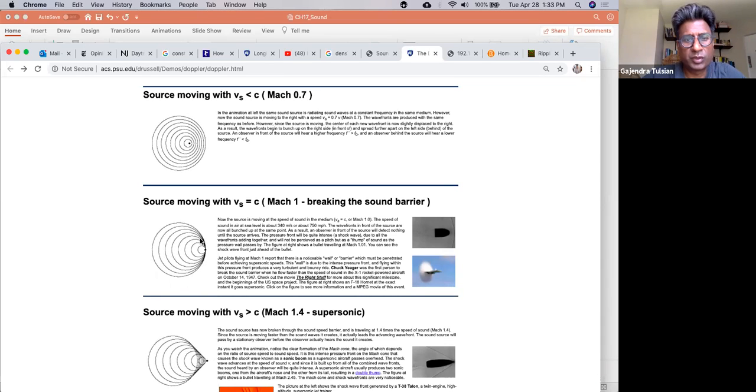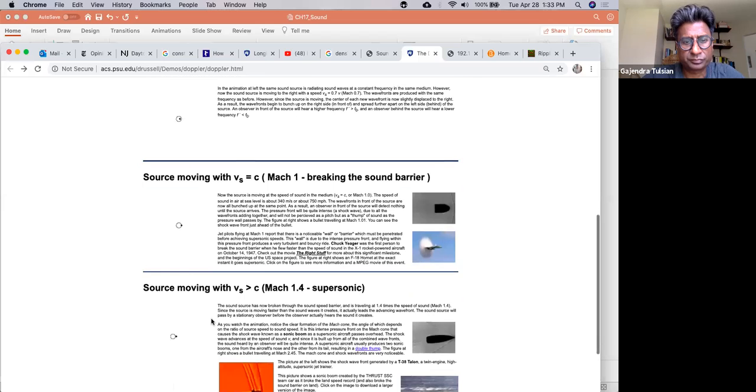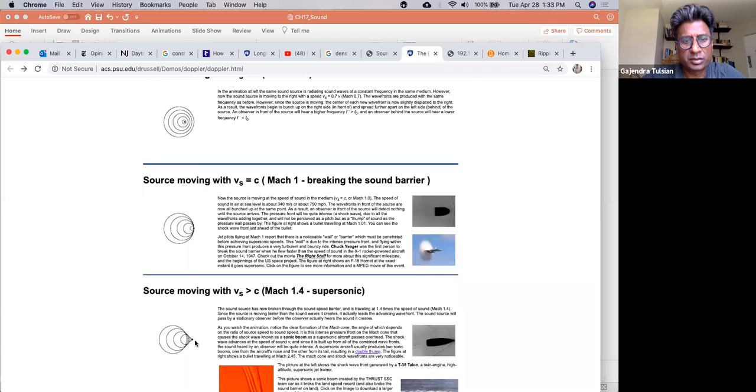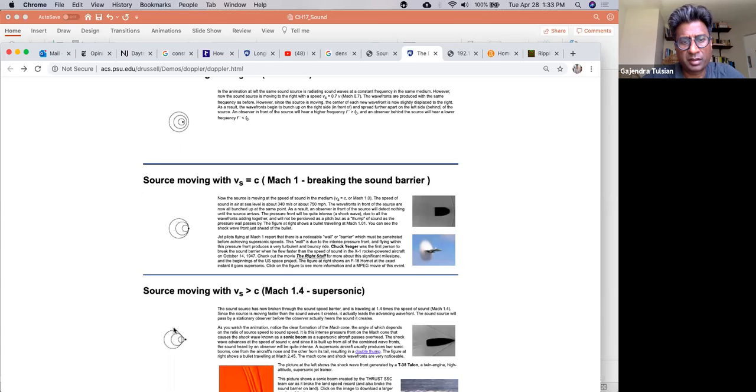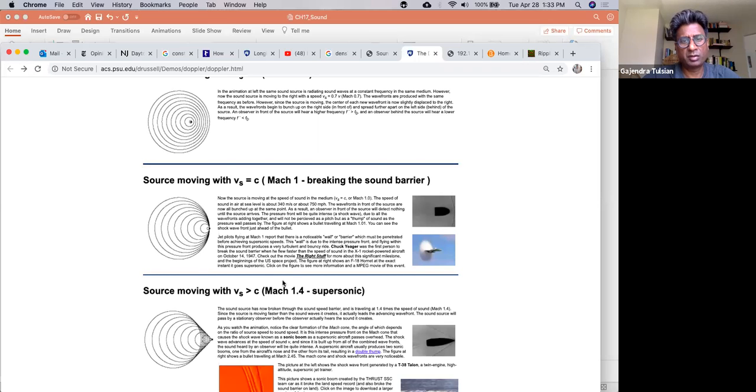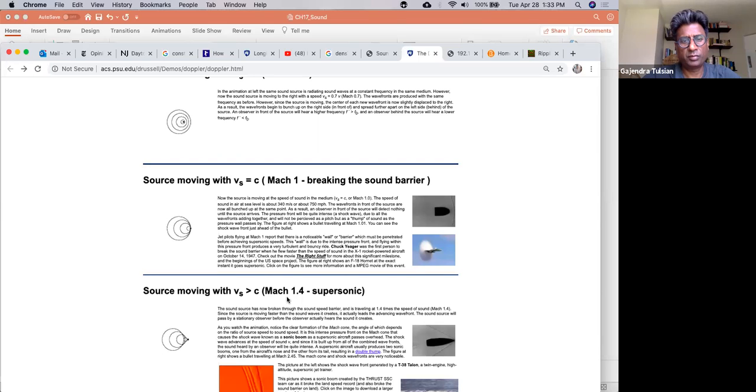Here's a source moving at the speed of sound, and you see all the crests are collecting here, and that's a shock wave. Here is a source moving faster than the speed of sound, and all the crests will collect on the surface of a cone, and that's a shock wave. So this is Mach 1, moving at the speed of sound. This is Mach 1.4, moving supersonic, faster than the speed of sound.